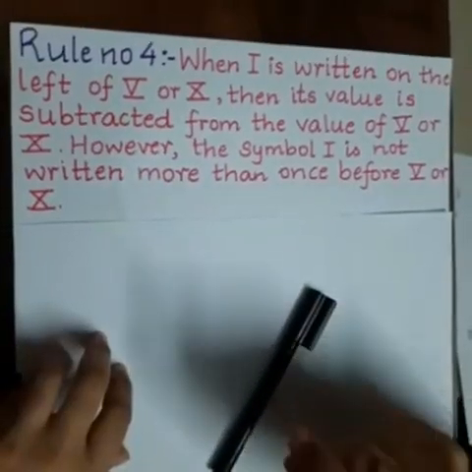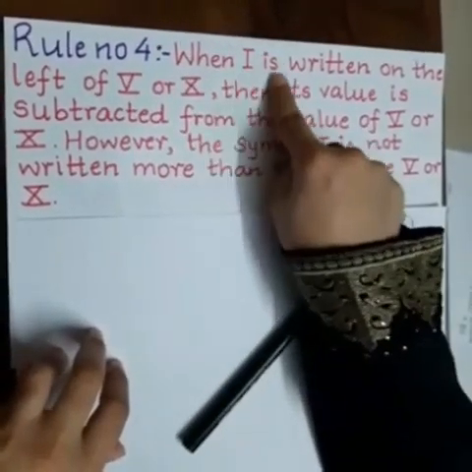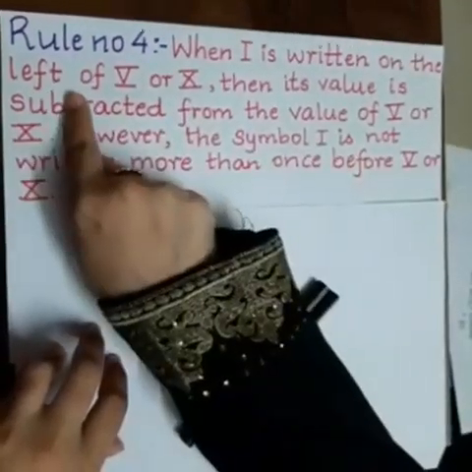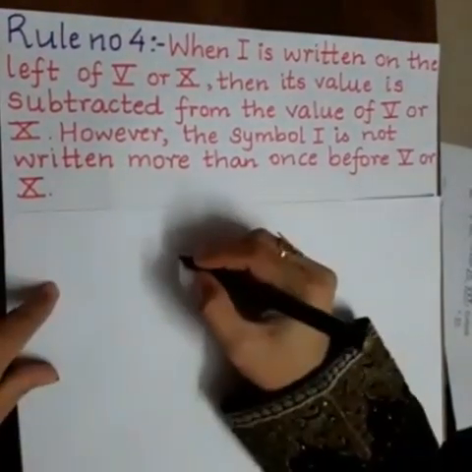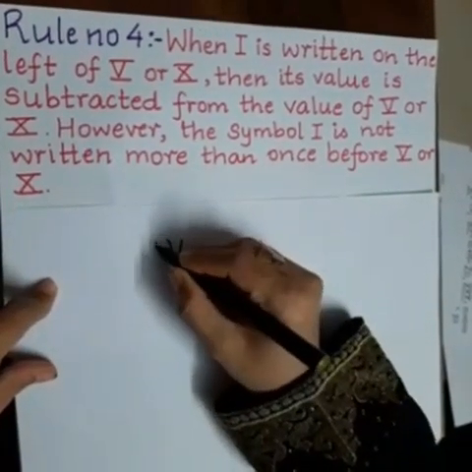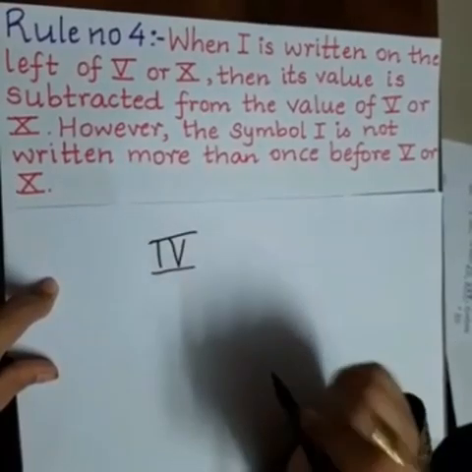We are on rule number 4. When I is written on the left of V or X, means if V and X are written, and I is written on the left side. Can you see? I have written I on the left side.